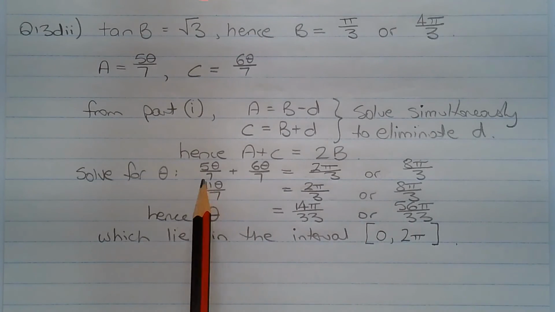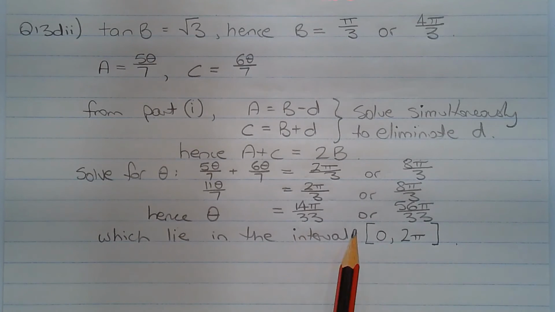Dividing both sides by 11 over 7, we get theta is equal to 14 pi over 33 or 56 pi over 33, which lie in the interval theta greater than or equal to 0 and less than or equal to 2 pi.